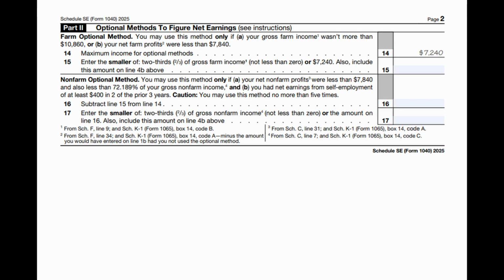Now we have Part 2. These only apply to farmers or very low income self-employed people. David doesn't meet any of these rules, so we'll leave everything here completely blank and move on.